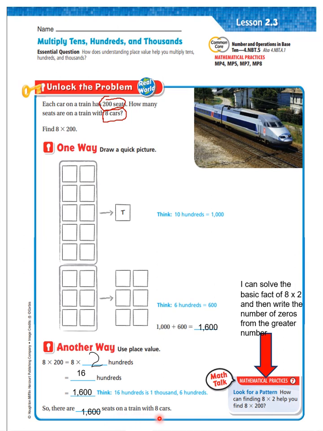All right, now it says, look for a pattern. How can finding 8 times 2 help you find 8 times 200? Well, I can solve the basic fact of 8 times 2, then write the number of zeros from the greater number. So I can solve 8 times 2, which is 16, add those 2 zeros, and get 1,600.